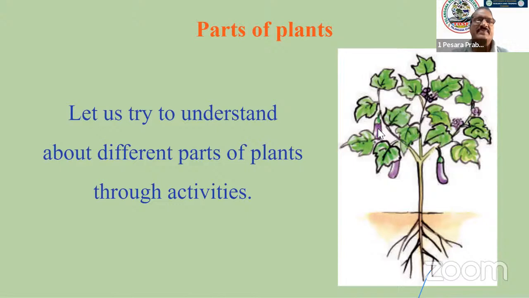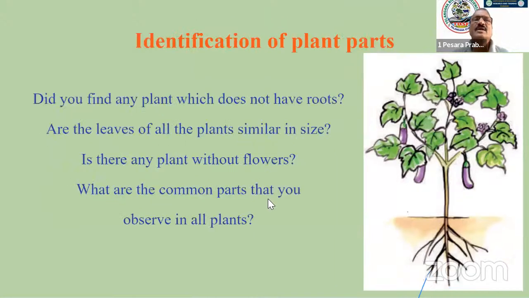Okay, right. Let us try to understand about different parts of plants through activities. We do some activities. Why? Because this is not a physical class. So we go for an online chatting activity. Right. So, identification of plant parts. Just now we were discussing that some parts are visible. It means why? Because in most of the plants, the root system is underground. So that's not visible properly.